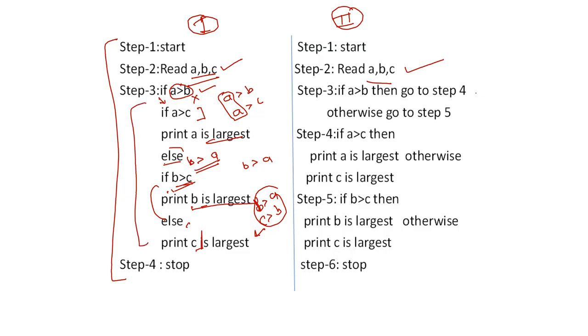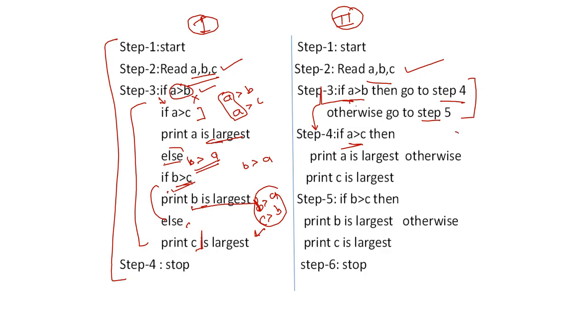In the second way, what we have done here is, if A is greater than B, then go to step 4, otherwise go to step 5. So in this if statement, we are jumping to two different places based on the conditions. If A is greater than B, then we jump to step 3 and it will check if A is greater than C. So this is the first case: A is greater than B and A is greater than C, then we get A is the largest one.